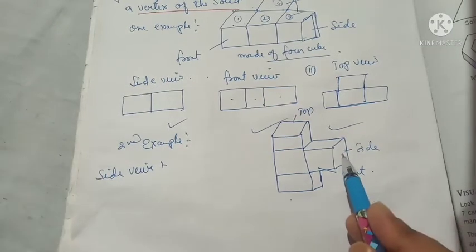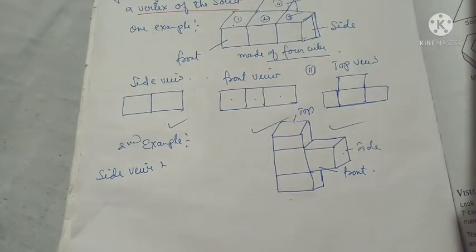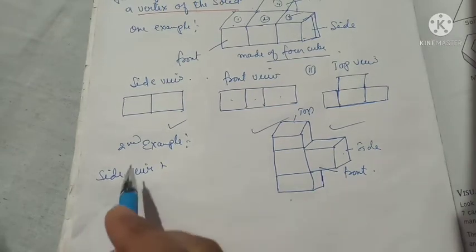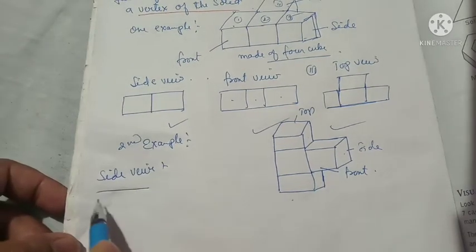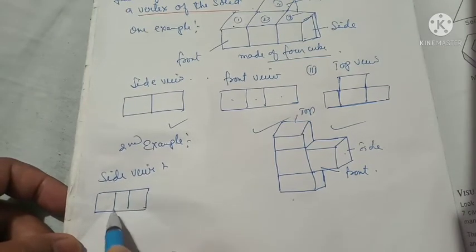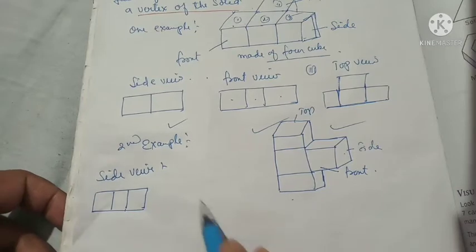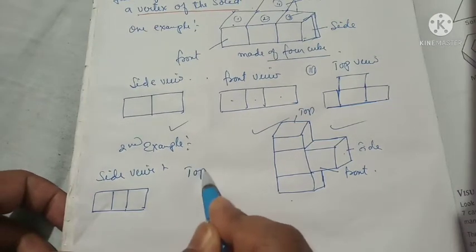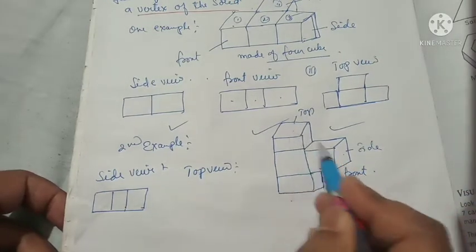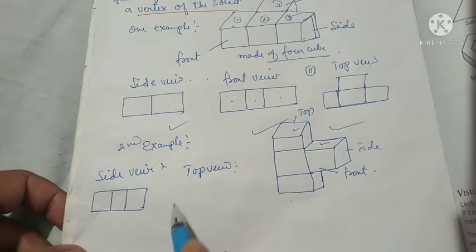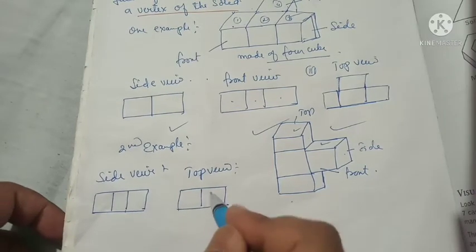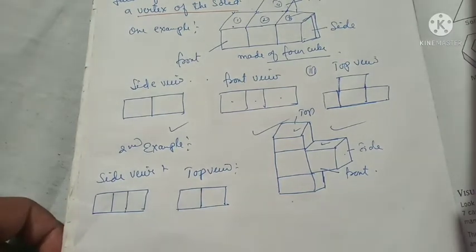So this one is the side. Then how many sides will you see? We will draw here. There are 3 sides: 1, 2, 3. So we'll draw here 3. Then the second one is the top view. Top view: 1, 2. We have seen only 2 tops. Then we will draw only 2 cubes.